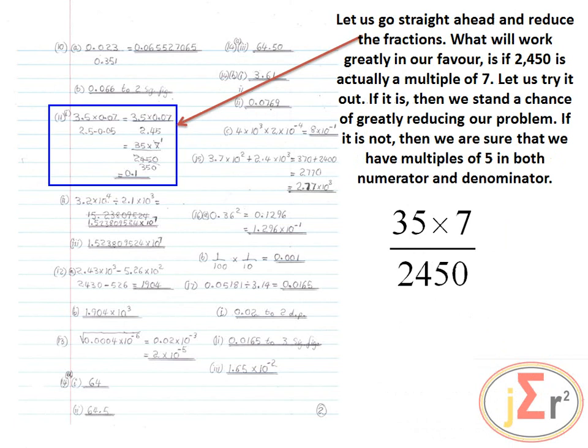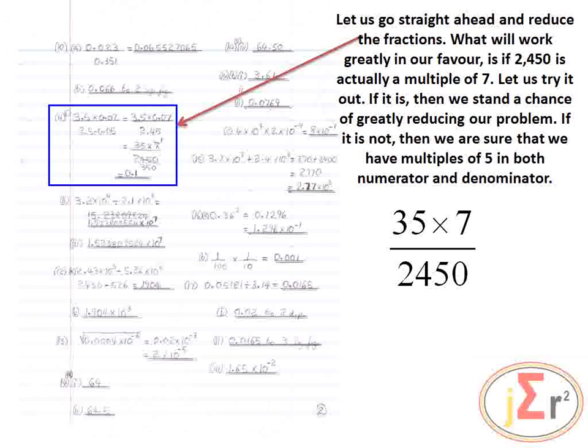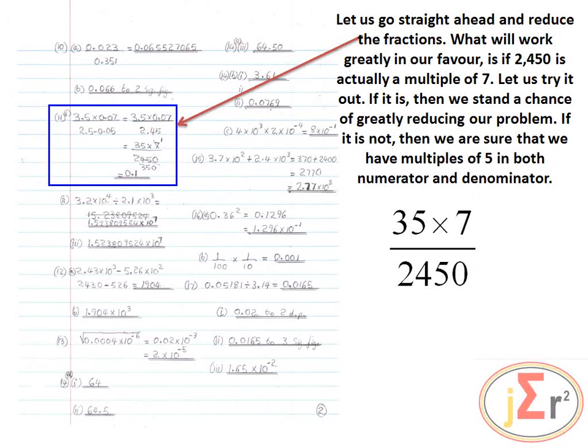What will work greatly in our favor is if 2450 is actually a multiple of 7. Let us try it out. If it is, then we stand a chance of greatly reducing our problem. If it is not, then we are sure that we have multiples of 5 in both numerator and denominator. It would be very nice if 2450 were a multiple of 7, because that would greatly reduce our problem.